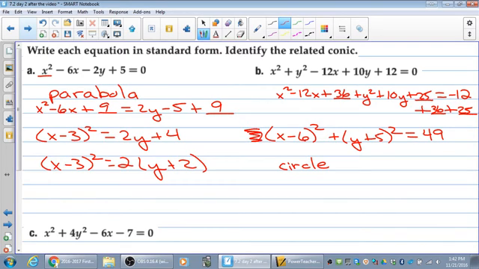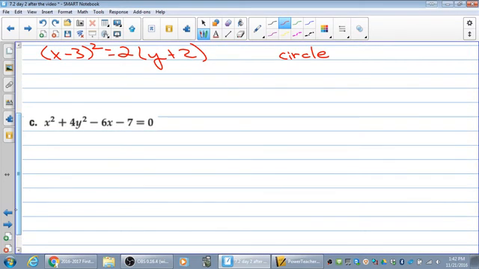That's an ellipse. Now, if there's a 7 here, that's a circle, because both of the denominators would end up being the same thing. That's a circle. If there was a number in front that was different, I already discussed that. I already covered that.